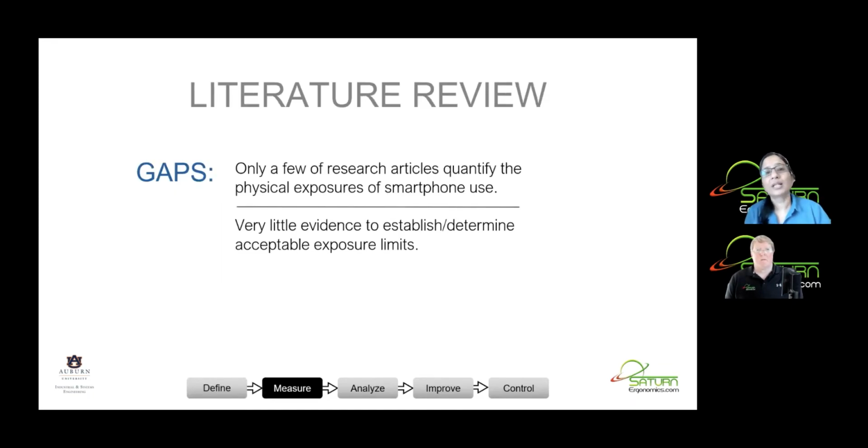We have noticed that only a few of the researchers have actually quantified the ergonomic issues that people are facing while using the smartphones. There is very little evidence to establish or determine the acceptable exposure limits that one should be exposed to while using the smartphones. And this comes under the measure phase.